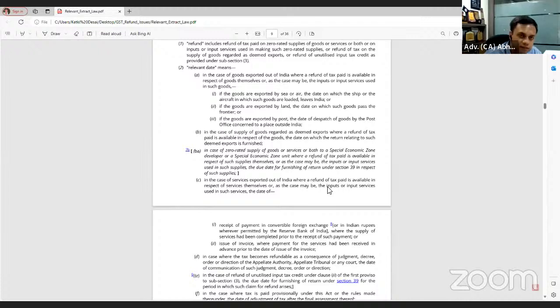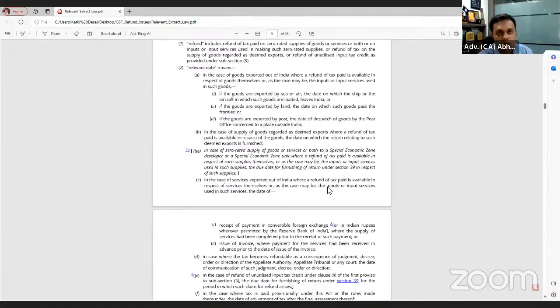These are largely the transactions which are covered within the ambit of deemed exports. Once a transaction partakes the character of deemed exports, then section 54(1) read with rule 89 permits the refund claim of the tax charged on the given deemed exports, either by the supplier of the transaction in question or the recipient of the transaction in question.